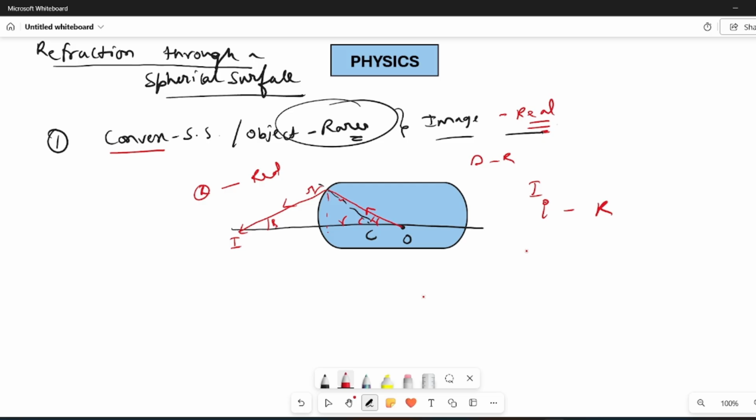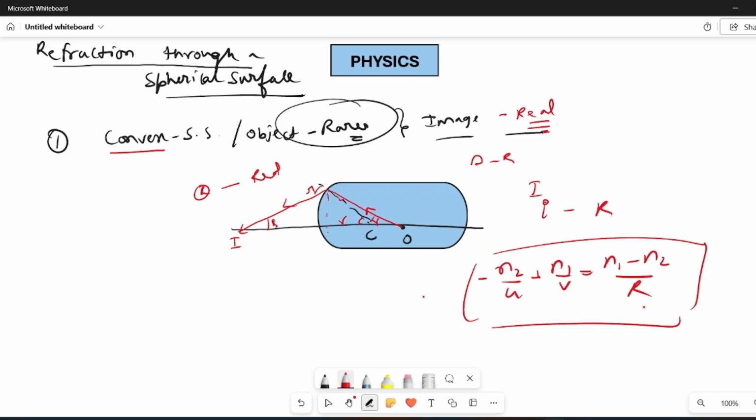Okay, now in this particular situation, when you calculate, your result comes out a bit different. The result which you will get is minus n2 upon u plus n1 upon v equals n1 minus n2 upon r. And with this particular case, we have investigated to the final point that it is not the angle of incidence that is making any difference.